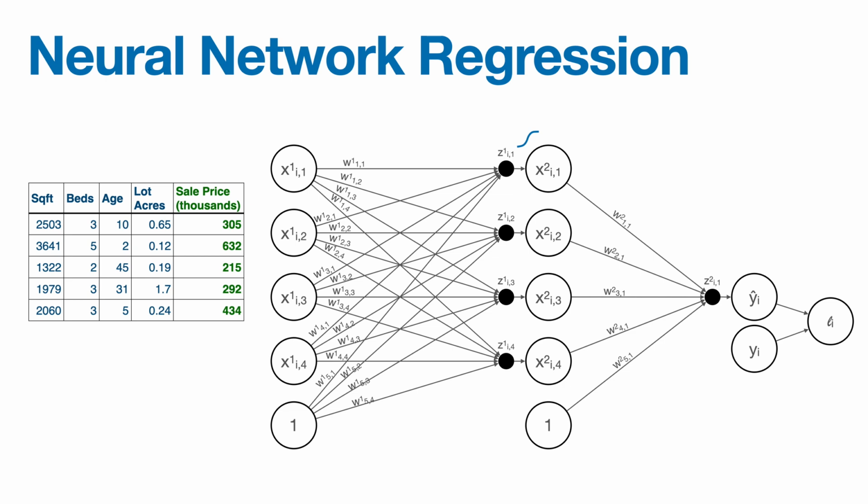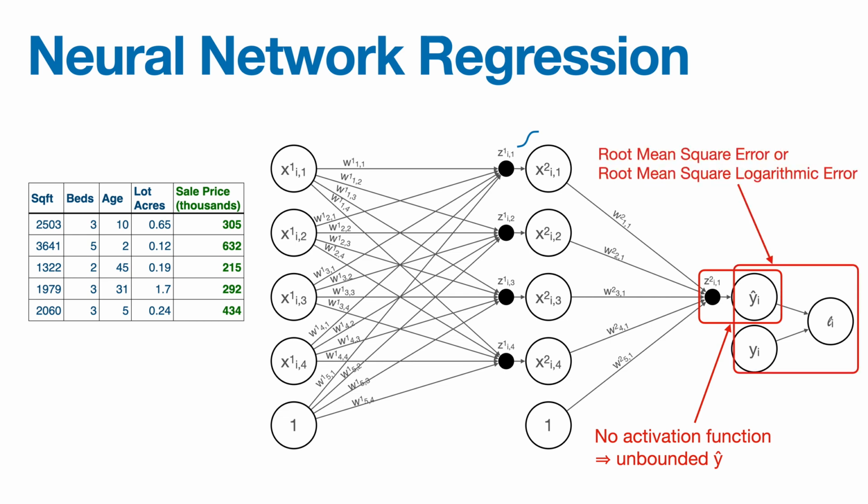Next, how can we use a neural network to solve a regression problem, like predicting the sale price of a house? In this case, the neural network will typically have a single output node without an activation function. By not using an activation function, the output can grow unboundedly small or large. Also, the objective function you'd use would be something like root mean square error or root mean square logarithmic error.